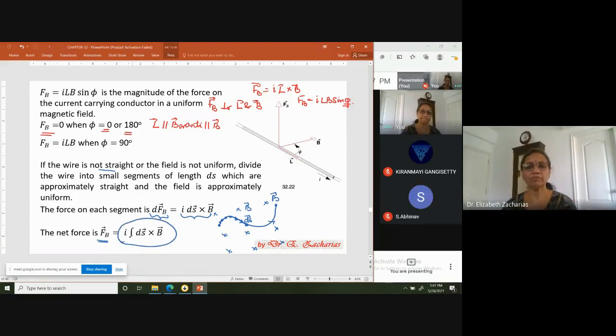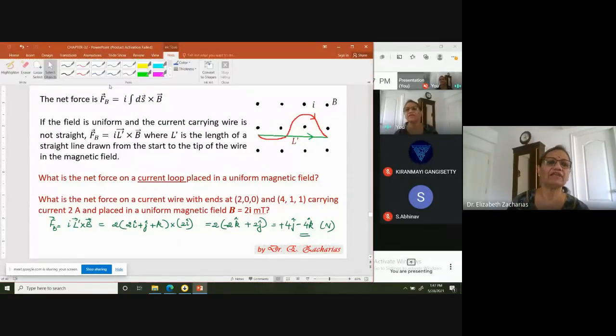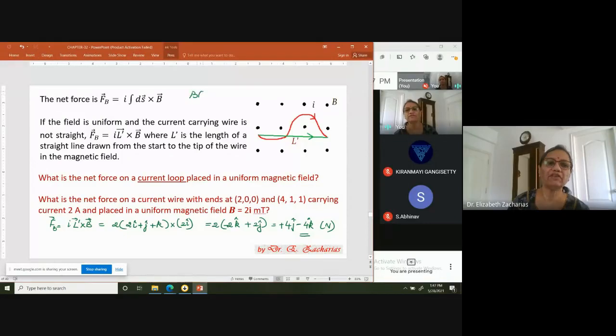Okay. Now we will relax one more condition. The first condition that I relaxed was that the wire is not a straight current carrying conductor, but the magnetic field is uniform. Now I'm going to relax the second condition. What is the second condition? The magnetic field need not be uniform. What is the meaning of saying the magnetic field is not uniform? It means at different points, the magnetic field may have different values. That is, B is a function of x, y, z.